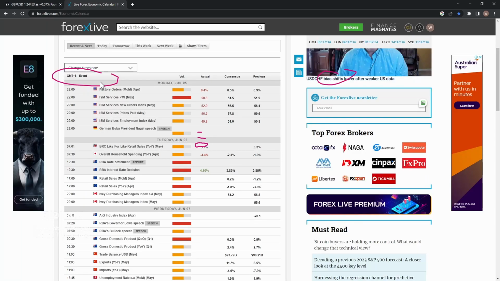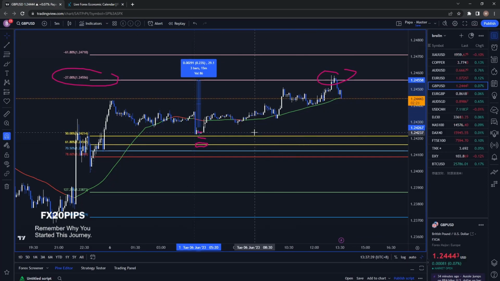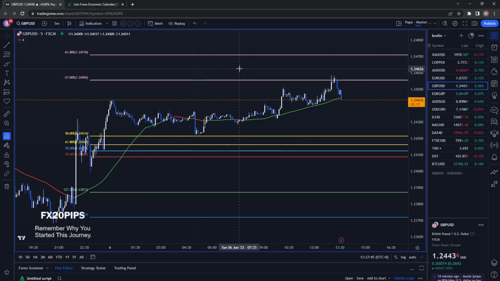Right, these are some of the ideas using fib. What else do I want to show you? How about the extension? Remember we tried to use the trend-based extension. Let's see if this works.